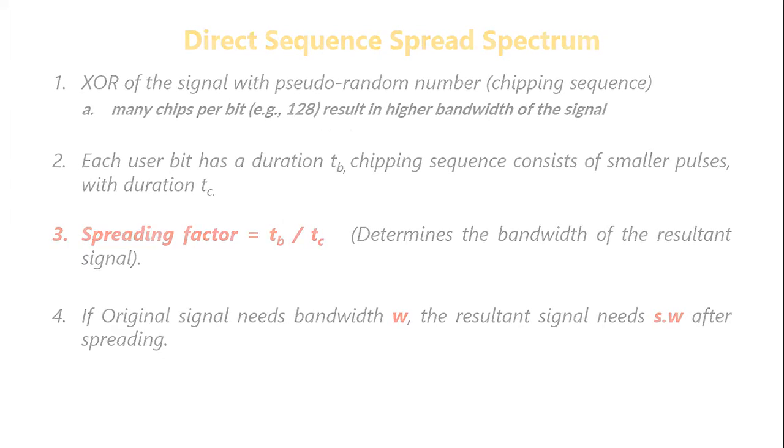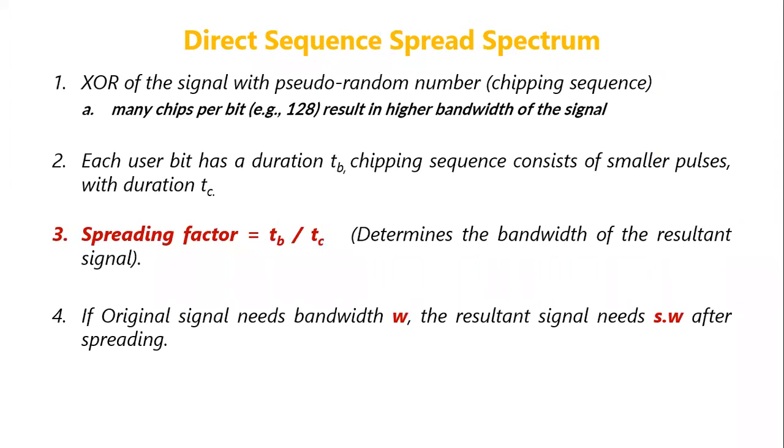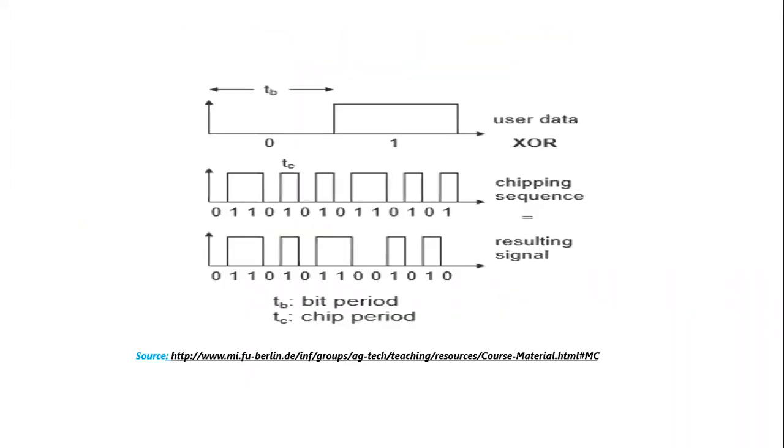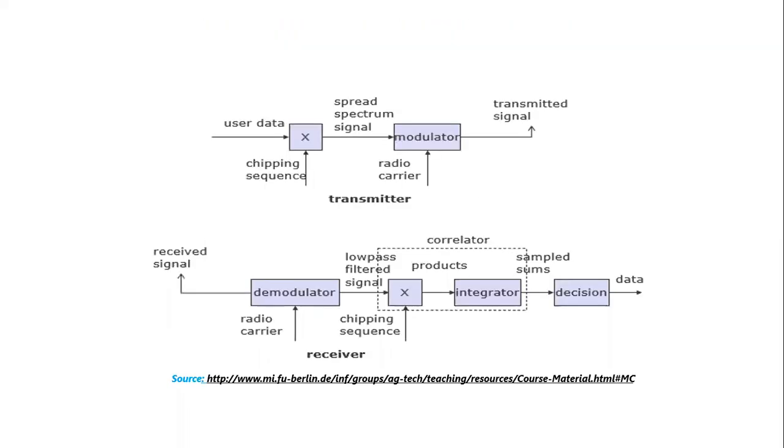With direct sequence spread spectrum, we have the original user data and also a chipping sequence. Both will be XORed. As a result, what you get is called the resultant signal, and the resultant signal will be transmitted after modulation. Then the signal will be received by the receiver, and it will demodulate, and then pass through the integrator, and then the final decision will be made. So this is how direct sequence spread spectrum works.